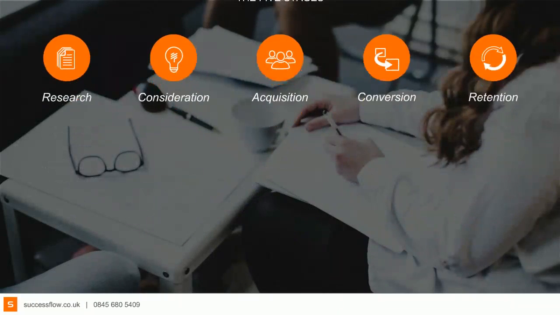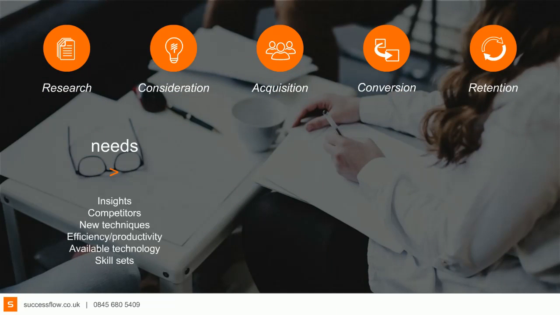So what we do, as Mark mentioned, is we're very focused on running facilitated workshops to get this information. It works really, really well. Start with post-it notes, get all the key people in the room and work out what your persona's needs are across this customer journey. So looking at insights, competitors, new technology, available technology, what skill sets do we need for something? These are some of the subjects you might be thinking about within the research stage.